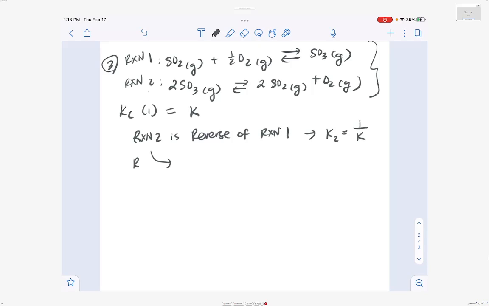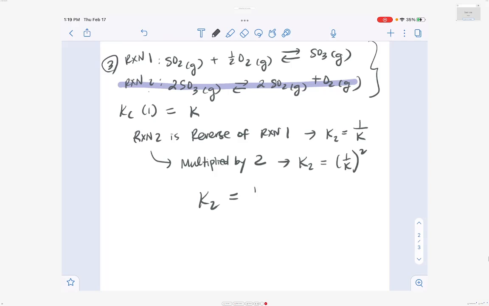Reaction 2, not only is it the reverse of reaction 1, it is multiplied by 2. And if it's multiplied by 2, you need to raise the original equilibrium constant to that power. So K2 is going to be the equilibrium constant of the original reaction raised to the second power. So the new equilibrium constant for this reaction is 1 over K squared.